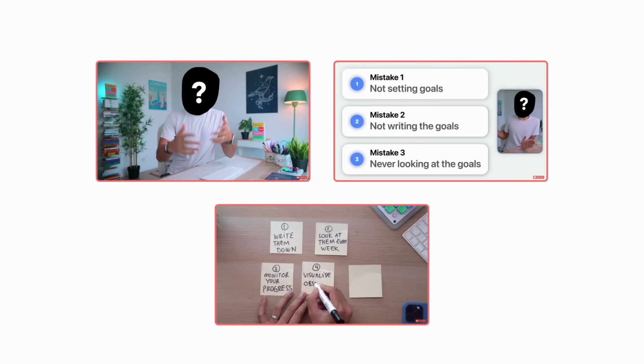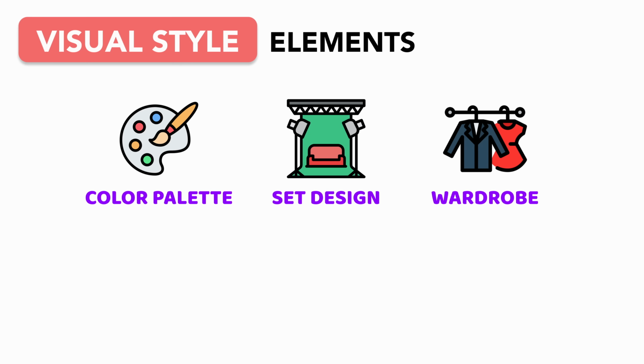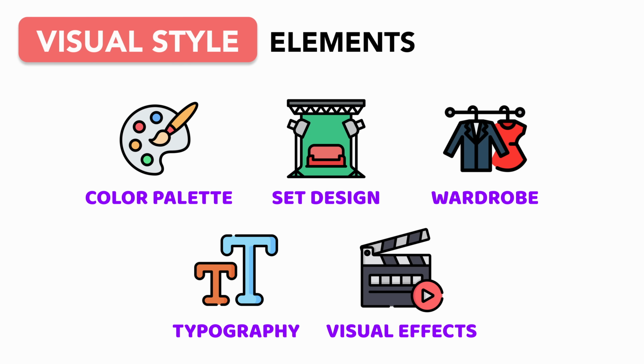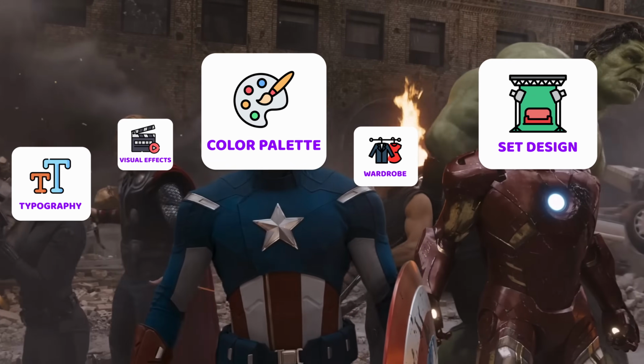from your videos. These are also why I can show you these 3 frames, and anyone familiar with the productivity space could easily identify them as belonging to an Ali Abdaal video. Your visual style is what shapes your viewer's first impression of you. And when it comes to forming this visual identity, you have 5 main ingredients at your disposal: color palette, set design, wardrobe, typography, and visual effects. These are, if you will, the 5 Avengers of visual style. Which is a little corny, I know, but hear me out.